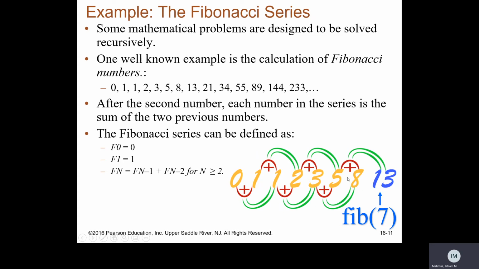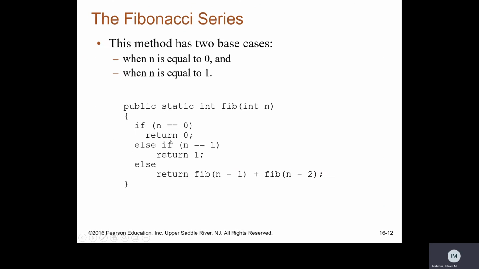Now, if you want to implement this with recursion, it's very simple. You just put your base cases. If n is 0, return 0. If n is 1, return 1. Otherwise, return the Fibonacci of n minus 1 plus the Fibonacci of n minus 2.